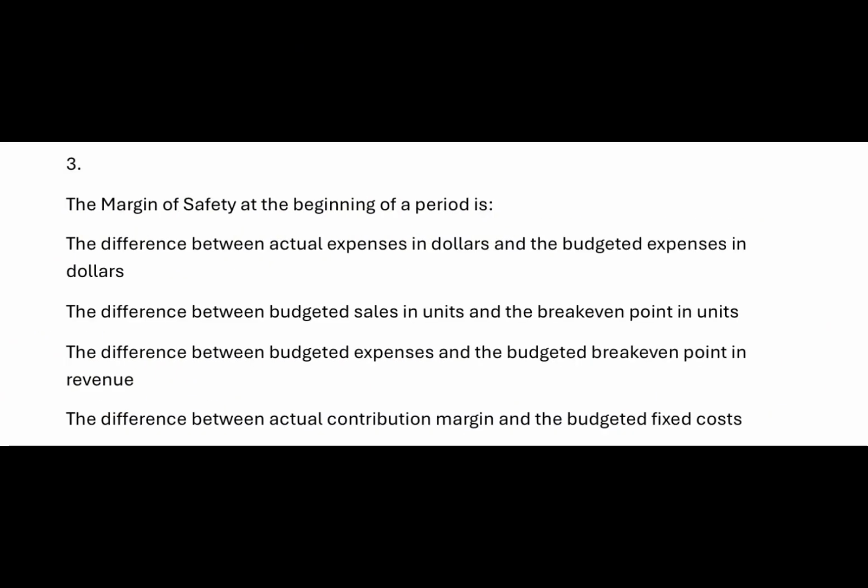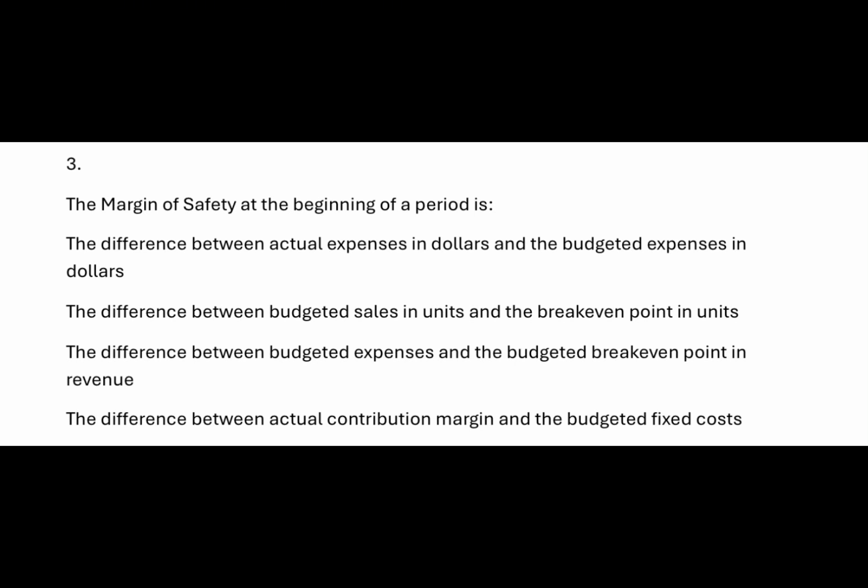So, question 3. The margin of safety at the beginning of a period is A. The difference between actual expenses in dollars and budgeted expenses in dollars. B. The difference between budgeted sales in units and break-even point in units. C. The difference between budgeted expenses and the budgeted break-even point in revenue, or D. the difference between actual contribution margin and the budgeted fixed costs. The correct answer is B, but I'm going to explain to you why the other ones are incorrect. First one, A, margin of safety is not related to expenses. It's related to sales and the break-even point. So that doesn't make any sense, the first one.